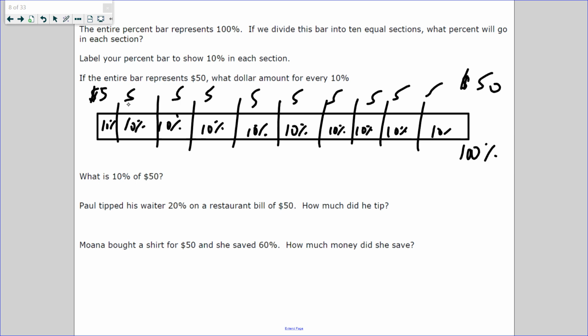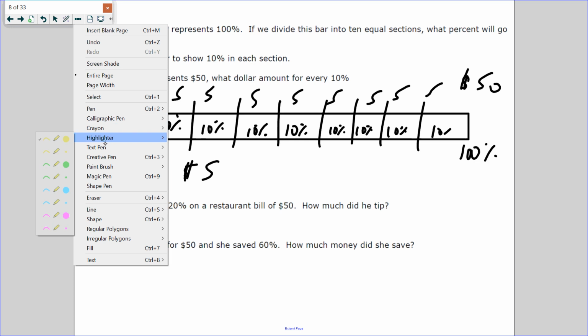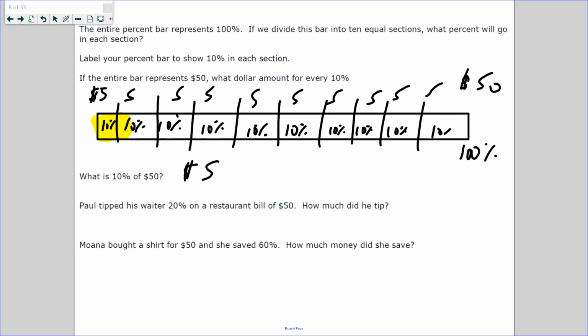Another 10% is $5. That's why 100% is $50. So what is 10% of $50? $5. Paul tipped his waiter 20% on a restaurant bill of $50. How much did he tip? 10%, 10%. I'm going to highlight that so it can show you a little better. So 20% would be $10.